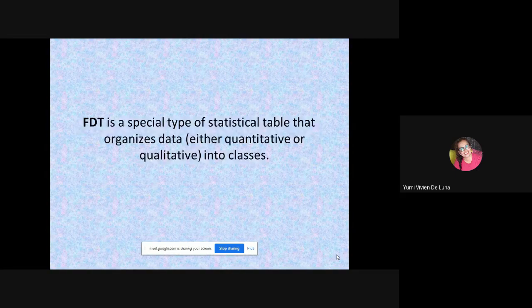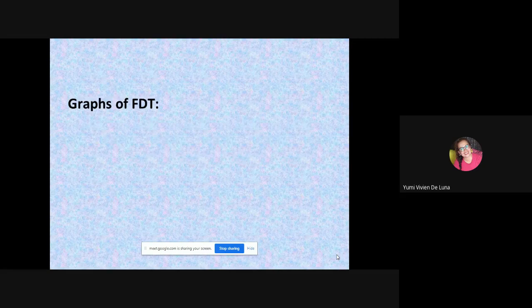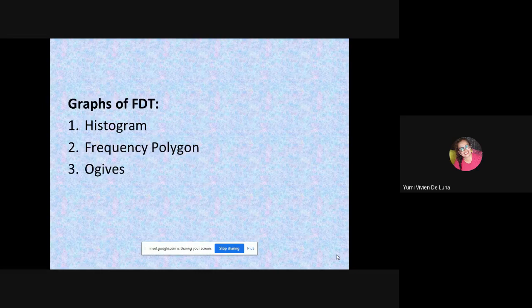Okay. Ang frequency distribution table is a special type of statistical table that organizes data into classes. So yung data natin could either be quantitative or qualitative. So there are three graphs associated with FDT. We have the histogram, frequency polygon, and ogives. In your activity in organizing data, you will be asked to construct an FDT and just the two graphs associated with it, the histogram and the frequency polygon.